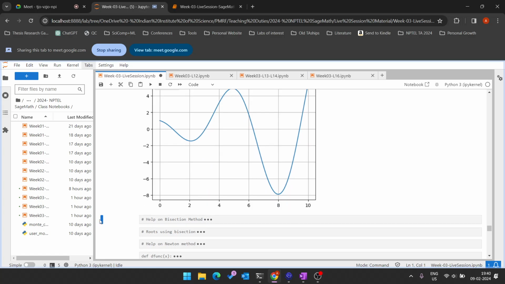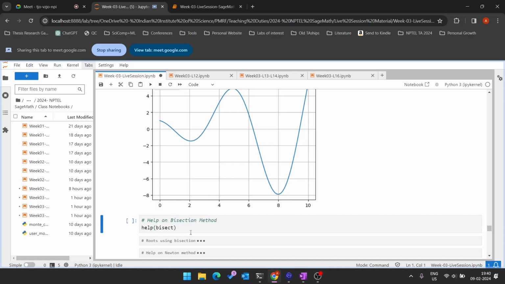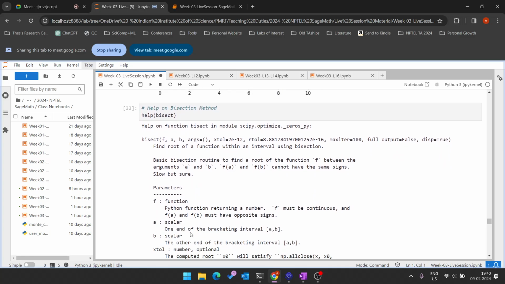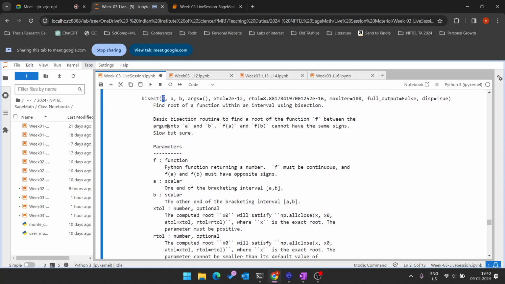So let's start with the bisection method first. Again, as I have done previously, I'll first look through the help document. I see that the bisect function takes three arguments as the minimum required. First is the function f. Next you have a and b. It's a basic bisection routine to find a root of the function f between the arguments a and b. It requires that f of a and f of b do not have the same sign. And what is mentioned here is it's slow but sure.